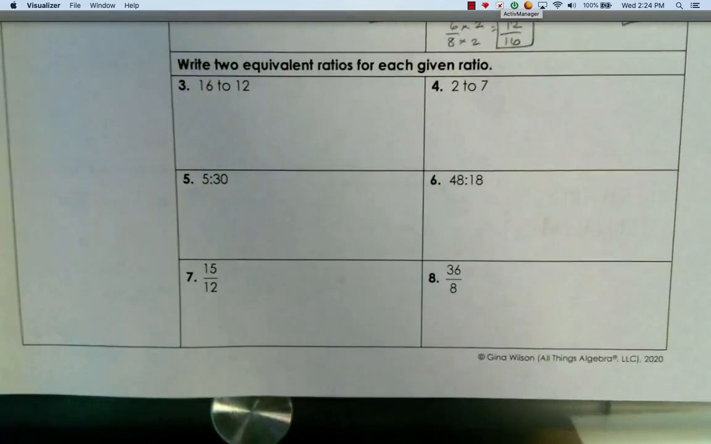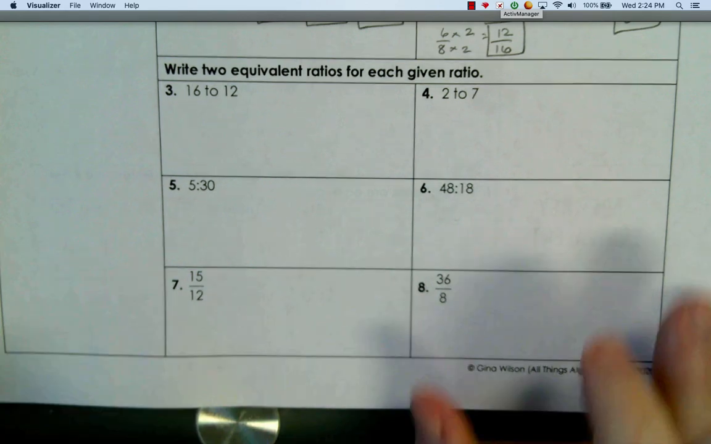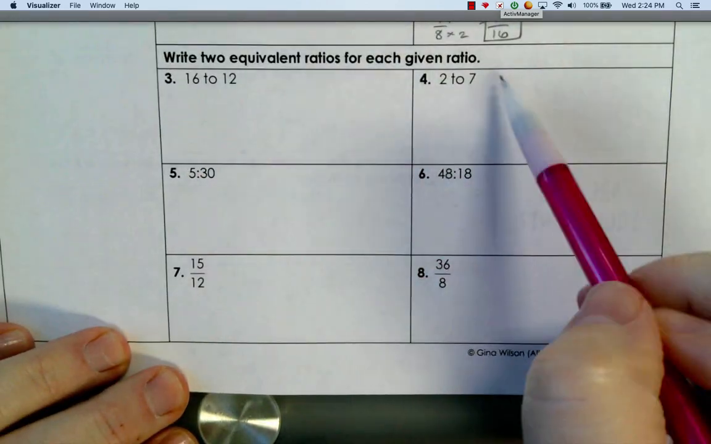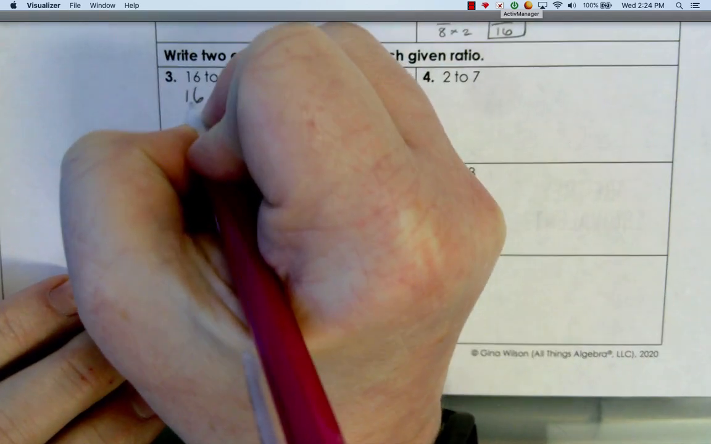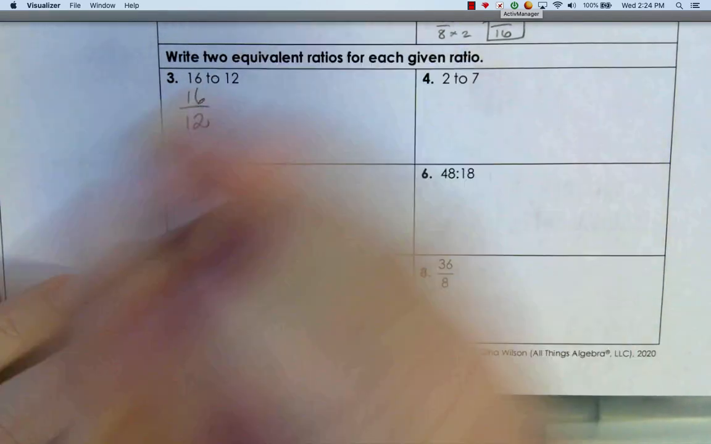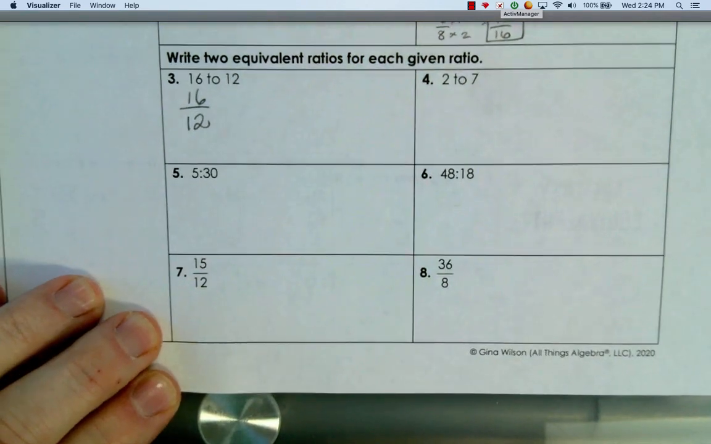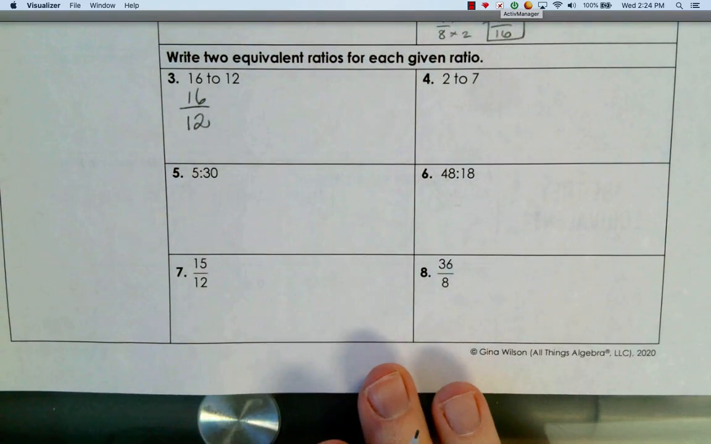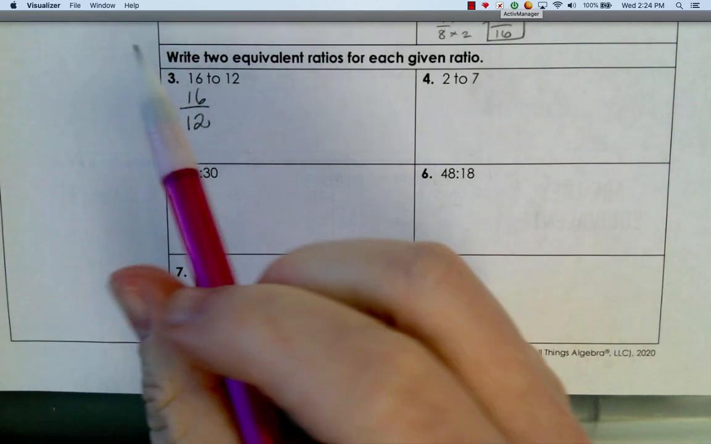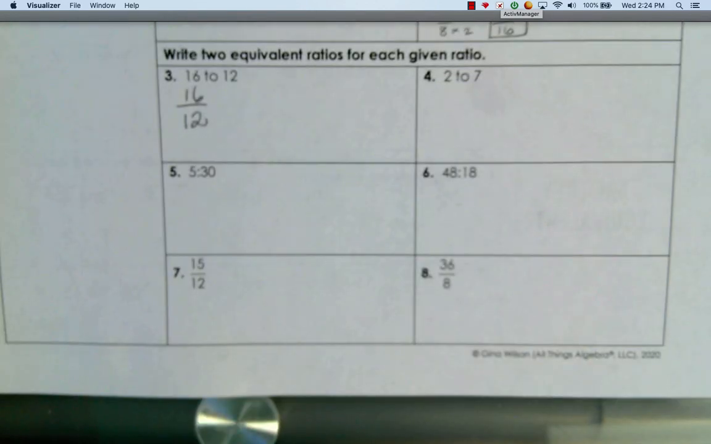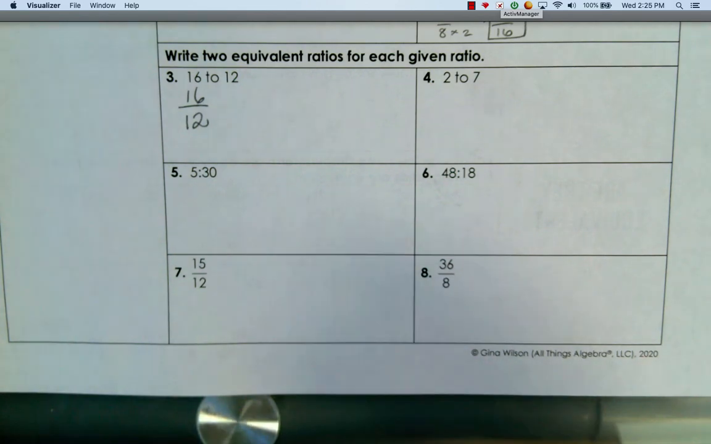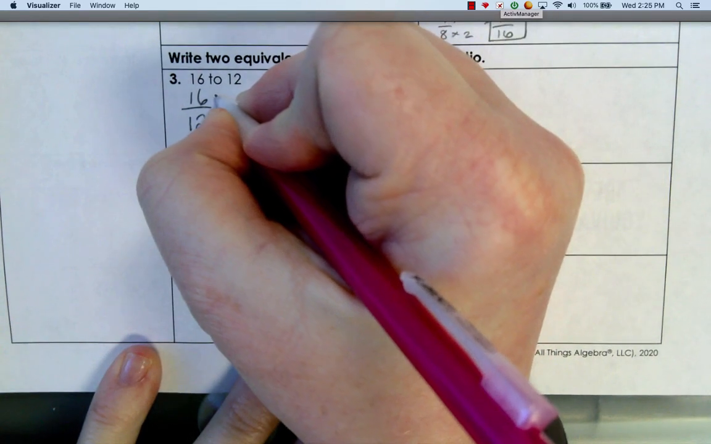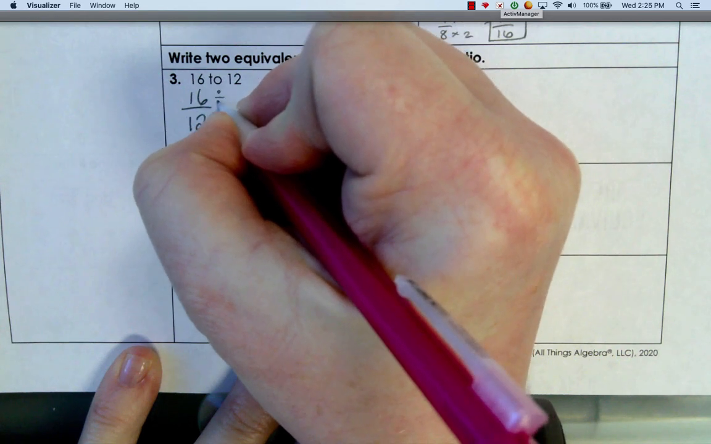And then here, it says write 2 equivalent ratios for each given ratio. Now, they have given you these in every possible form, but what you should do to help yourself visualize better and write an equivalent ratio is write it in fraction form. So I'm going to put my factor paper next to me here. Let's see, 16 and 12. They have multiple common factors. So we're going to start with dividing by 2.